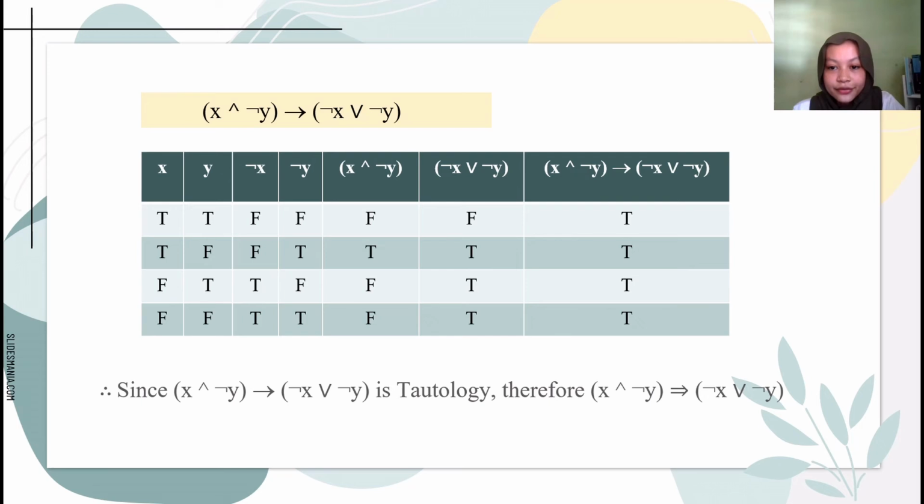For implies, if the first statement is true and the second statement is false, then the implication is false. So false implies false will be true, true implies true will be true, false implies true will be true. So seeing that X and not Y implies not X or not Y is a tautology, therefore X and not Y logically implies not X or not Y.